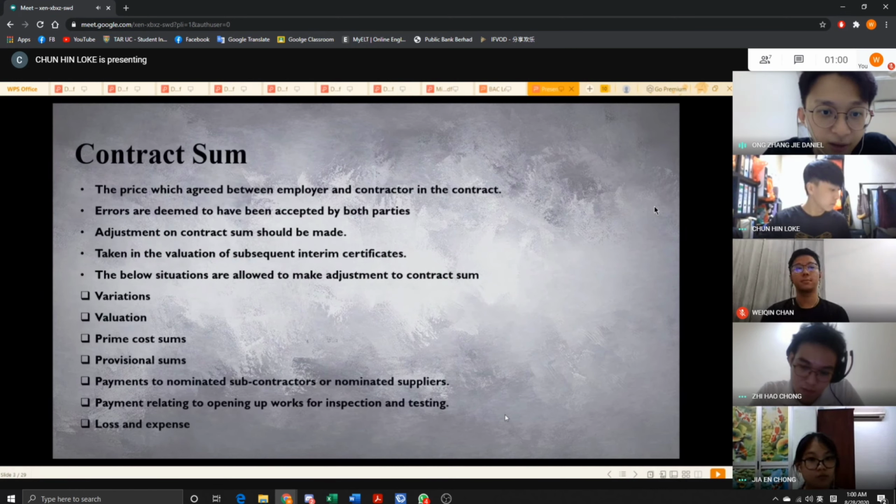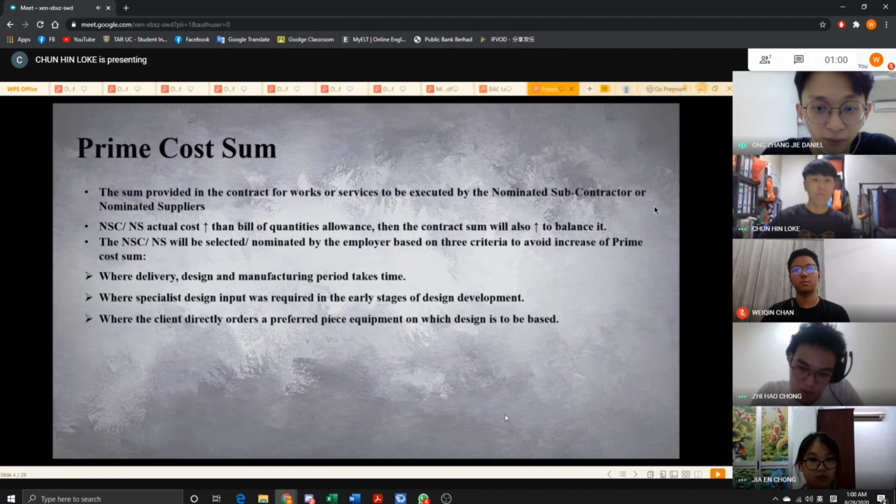The agreed contract should be calculated and checked very carefully because all the errors are deemed to be accepted by both parties. Adjustment on contract sum should be made and must be taken into account in the valuation of subsequent interim certificate.